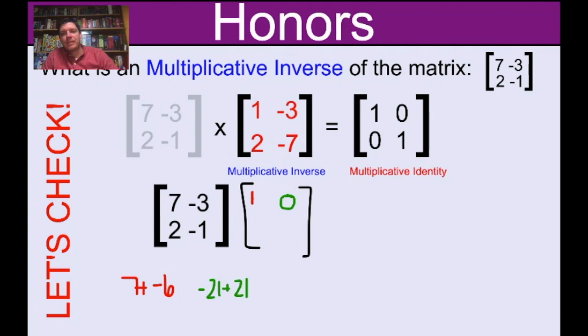All right, down here, 2 times 1 is 2. Negative 1 times negative 2 is negative 2. 2 plus negative 2 is 0. And finally, let's see this spot right here. 2 times negative 3 is negative 6. Plus negative 1 times negative 7 is a positive 7. Negative 6 plus 7 is 1.